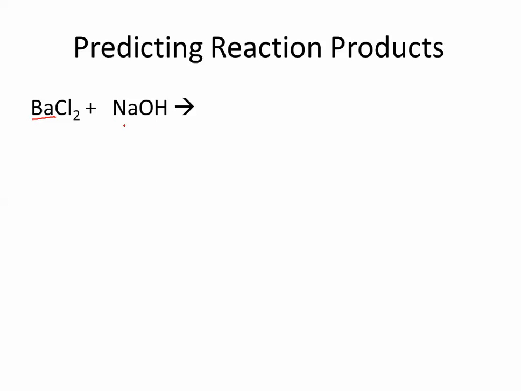What happens in double replacement is the metals, or the positive ions, replace each other. Sometimes it could be a polyatomic ion in front. Sometimes you could have hydrogen as a positive ion. So really, the positive ions or metals switch places with each other. So on this side we'll get barium with hydroxide, and then we'll get sodium with chloride.